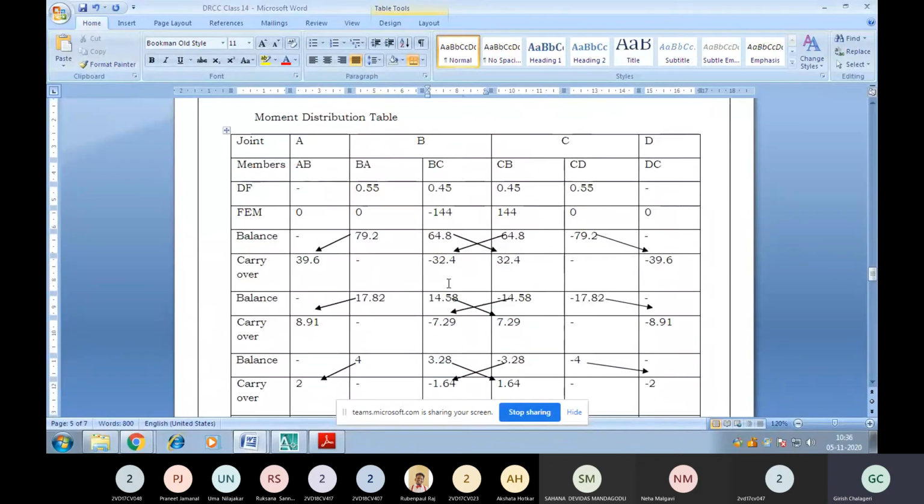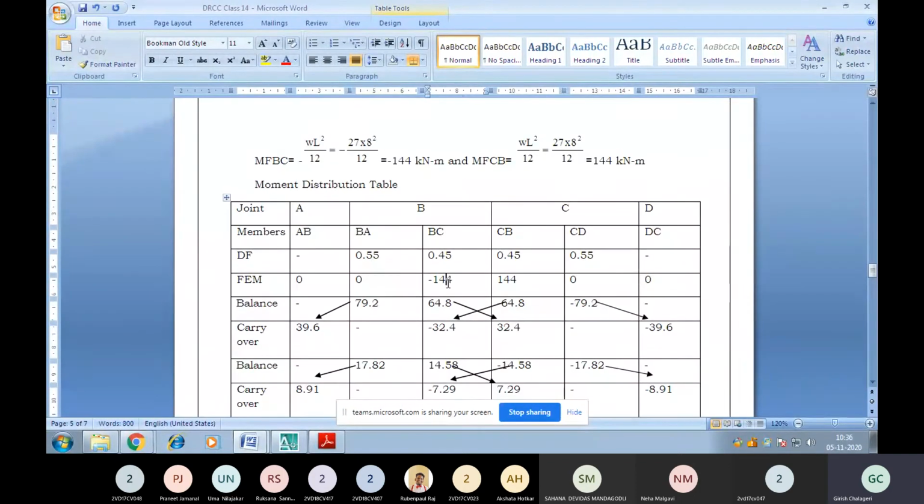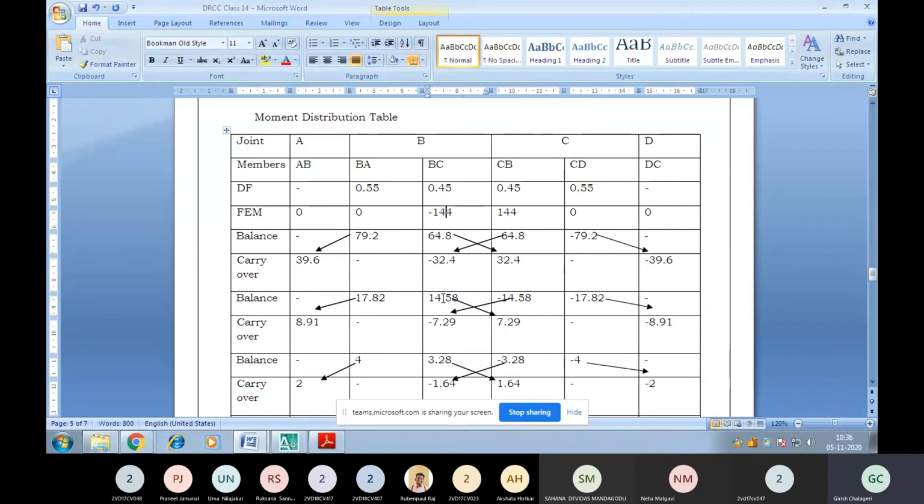Yes, students, welcome back. We are analyzing the beam here. For the beam, we are using the moment distribution method. After getting the fixed end moments, the first step is to balance the joints. We can see we are balancing here.